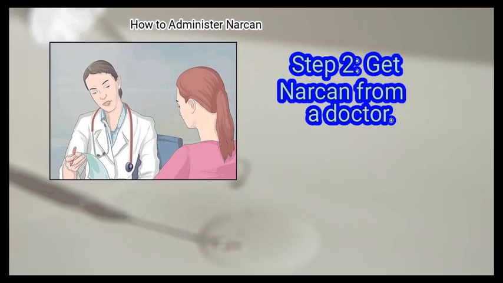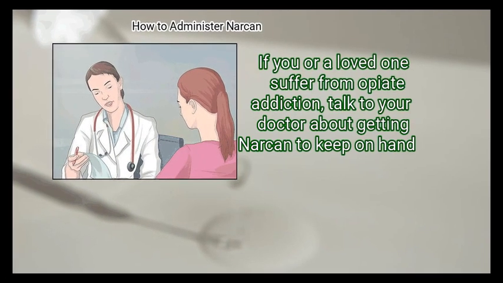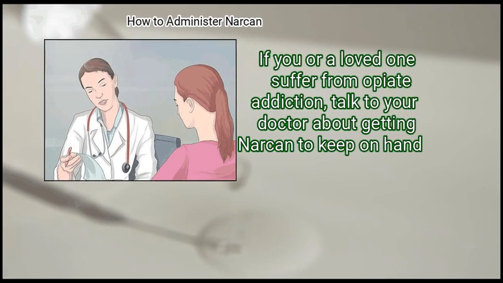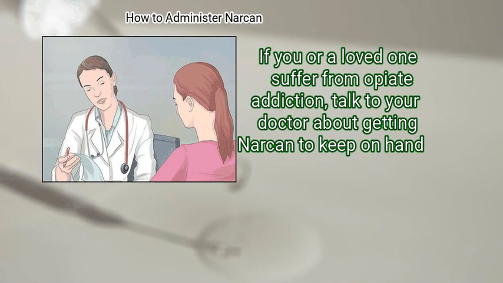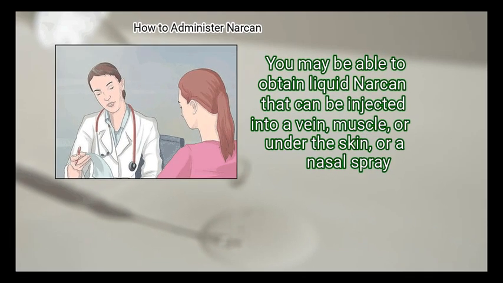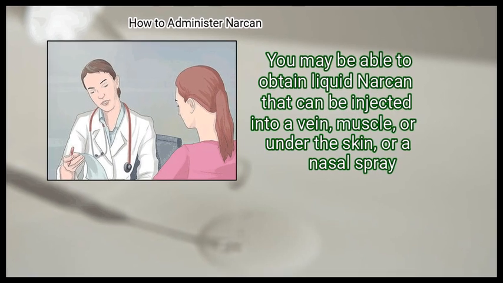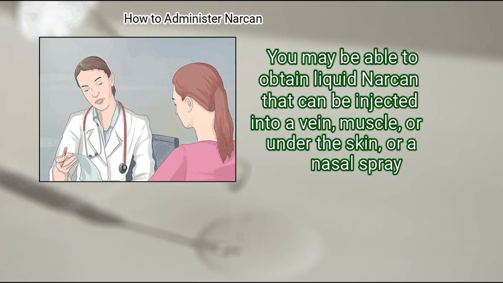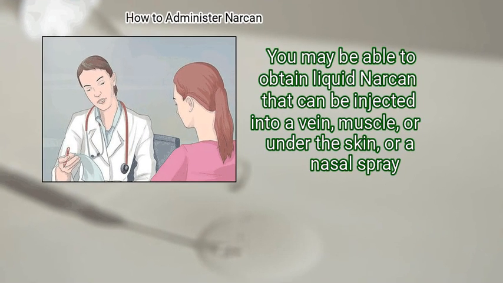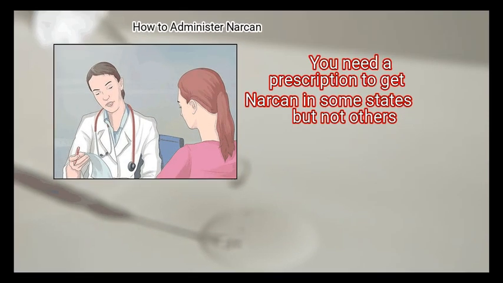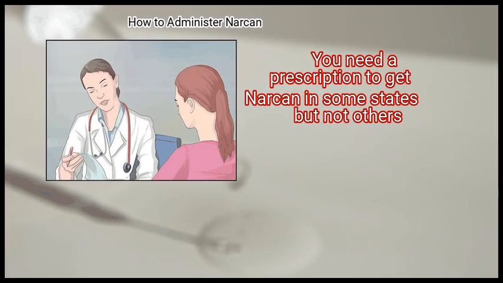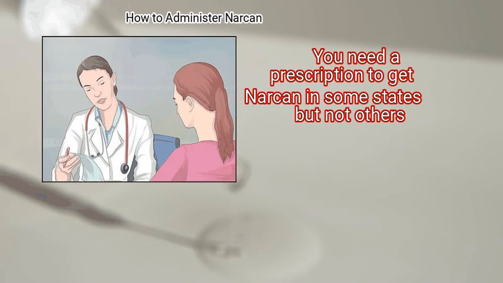Step 2. Get Narcan from a doctor. If you or a loved one suffer from opiate addiction, talk to your doctor about getting Narcan to keep on hand. You may be able to obtain liquid Narcan that can be injected into a vein, muscle, or under the skin, or a nasal spray. You need a prescription to get Narcan in some states but not others.